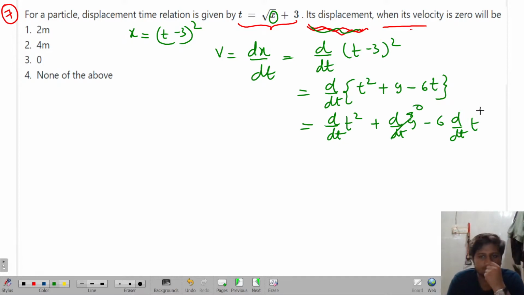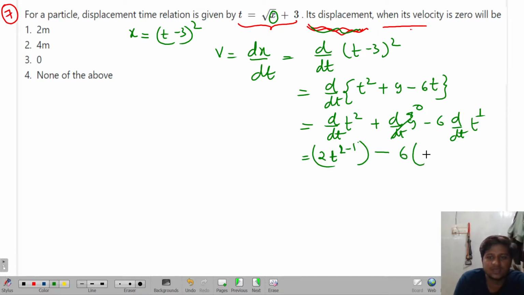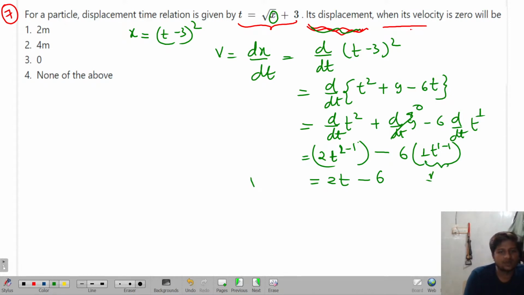Now look over here, d by dt of t to the power of 2 will become 2t to the power of 2 minus 1. Are you able to understand? This will become minus 6, and d by dt of t is t to the power of 1 minus 1. Got it or not? So now what do I get as equation? 2t minus 6, because t to the power of 1 minus 1 is 0, and this becomes 1 only. So I get my velocity as 2t minus 6.